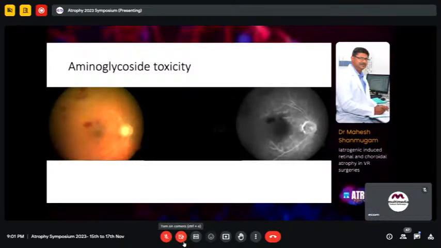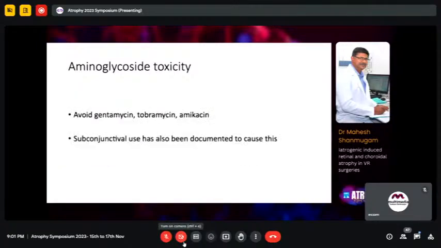So post-endophthalmitis treatment, aminoglycoside toxicity used to be a cause for loss of vision. As you can see here, there is avascularity of the macula, resulting in loss of vision and blunting of the retinal and choroidal vessels. The incidence of aminoglycoside toxicity has come down because we are avoiding gentamicin, tobramycin, and amikacin as intravitreal drugs. And what is interesting is subconjunctival use has also been documented to cause this. So cataract surgeons injecting any of these into the subconjunctival space may also inadvertently cause aminoglycoside toxicity, and this is preferably avoided. I'm sure most of the cataract surgeons do not use these drugs in the subconjunctival space anymore.